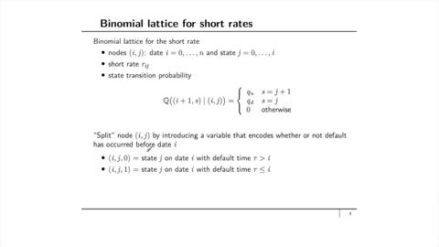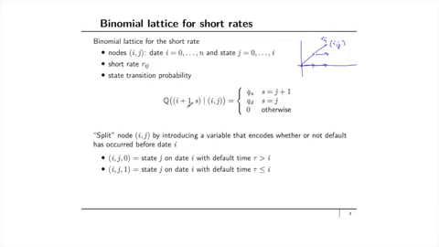Just as a review, let's look at the binomial lattice for short rates. The nodes in this lattice were labeled i, j. i went from 0 through n. j went from 0 through i. So at time 0 you had one node. At time 1 you had two nodes. At time 2 you had three nodes, and so on. So each of these nodes were being labeled i, j. There was a short rate at all of these nodes, r_ij. And the transition probability was given by the binomial lattice probability.